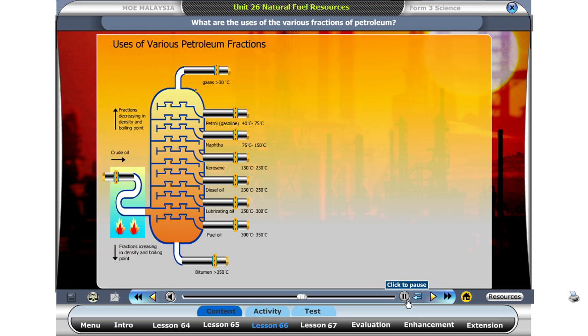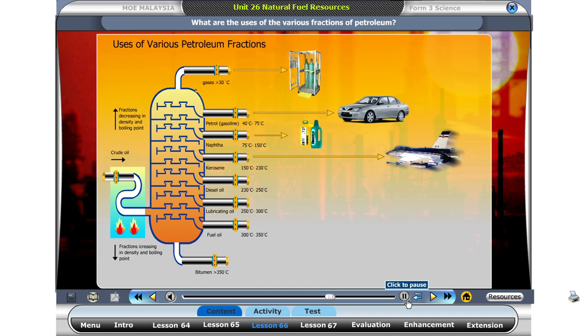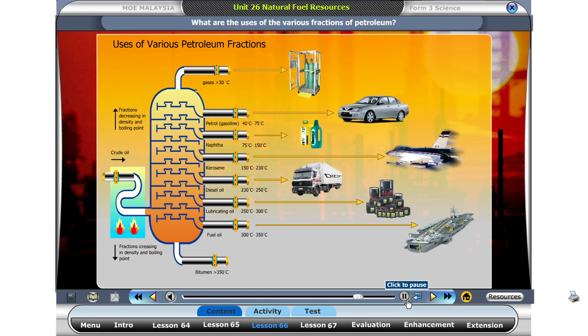What are the uses of petroleum fractions? Petroleum gas is used as cooking gas. Petrol is used as car fuel. Naphtha is used to make synthetic materials such as plastic and PVC. Kerosene is used in jet aircrafts, lamps, and stoves. Diesel is used for trains and diesel engines. Lubricating oil is used for engine lubrication. Fuel oil is used to generate electricity and fuel for ships. Bitumen is used for paving roads.